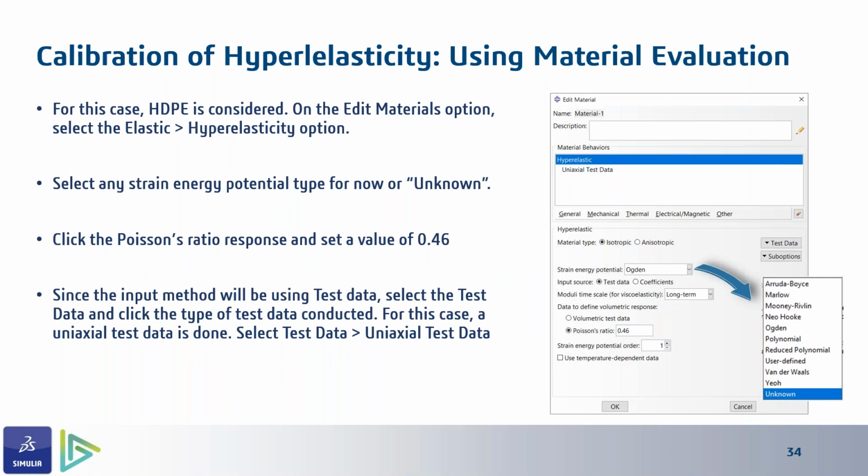When we look at a hyperelasticity model, let's take high density polyethylene, or HDPE as we know it, as an example. In order to do that, we just have to go through the elastic and hyperelastic model. Since in this case we don't know the exact model, we can just specify it as unknown. If you know the Poisson's ratio through experimental data, then yes, you can add that. But if you do not know, then you still have the option of using volumetric test data. In this case, since I have the uniaxial test data for HDPE, I will just add the test data for that.